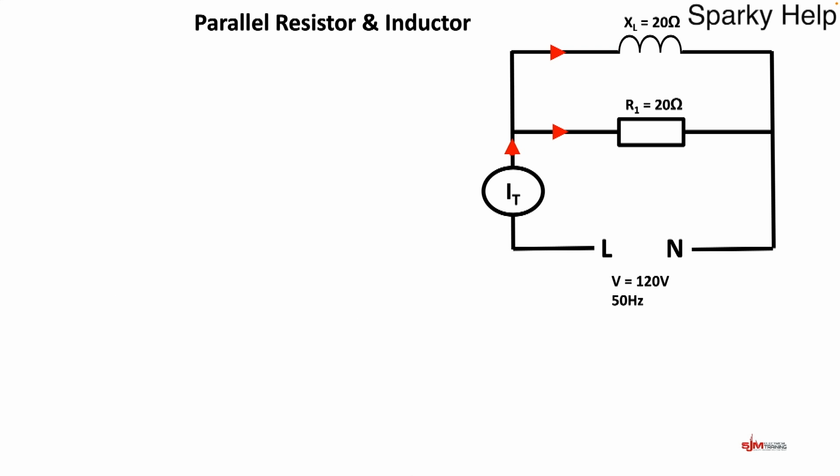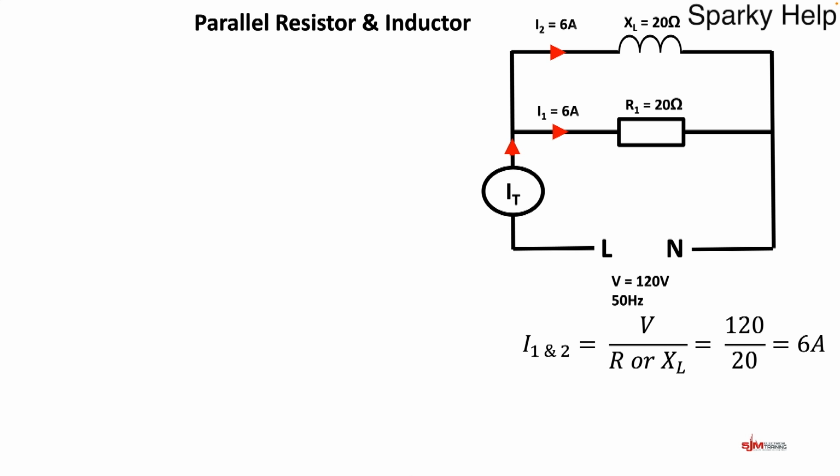Let's look at a parallel resistor and an inductor. So we can work out the currents for each of these by using Ohm's law, and it's either V divided by R for the R1 or V divided by XL, and that will give us the branches, and they happen to both be 6 amps. So I1 and I2 both 6 amps on the given values that I have. Because it's parallel, voltage is our reference.